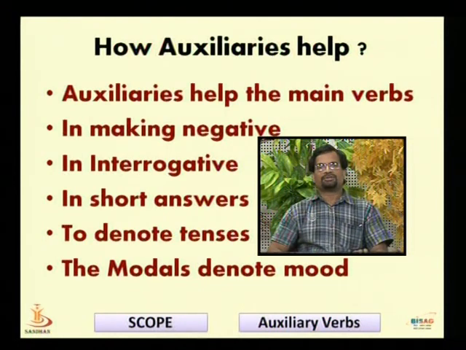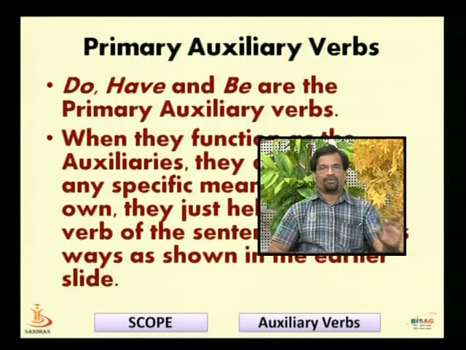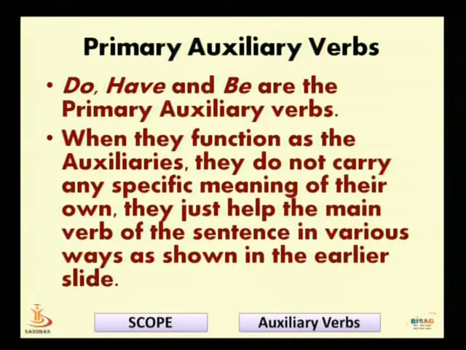Now let us concentrate on the auxiliary verbs only. In the next slide, friends, you can see these are the three primary auxiliaries: do, have and be. They are called the primary auxiliary verbs. Now, as I told you earlier, all these three verbs, do, have and be, can also occur in a sentence as the main verbs.